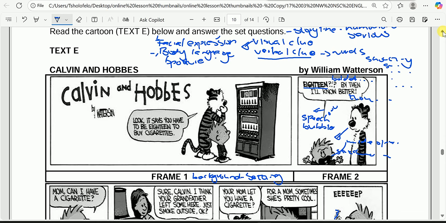The question is, how do we know that Calvin is upset? And we need a visual clue and a verbal clue. Can you see that from the analysis we already have an answer? I said visual is description of facial or body language.